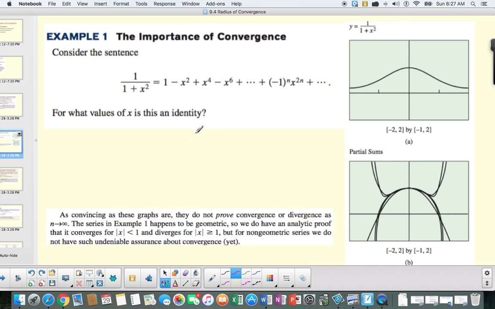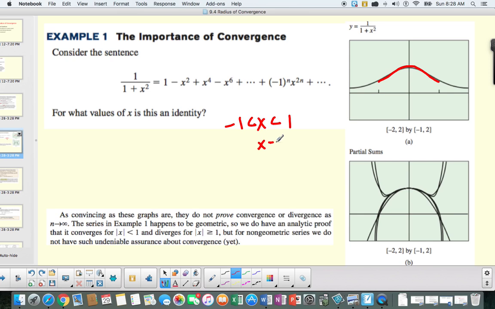So what values of x will this be an identity? Now remember, this comes from a geometric series, and we know that x has to be between -1 and 1. And if you take a look at the graph, all of these power polynomials here, as we create more and more terms on them, it looks like it's matching better and better to the graph between -1 and 1. So we know that x is converging between here.